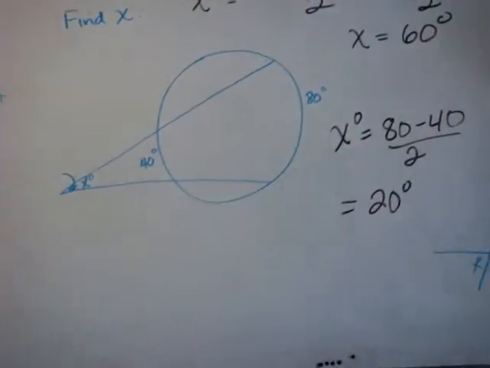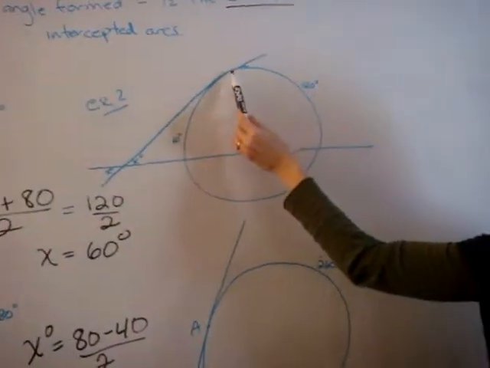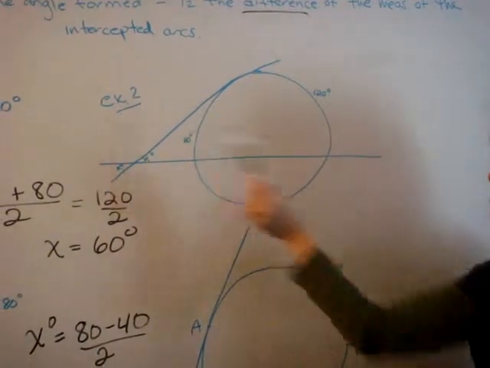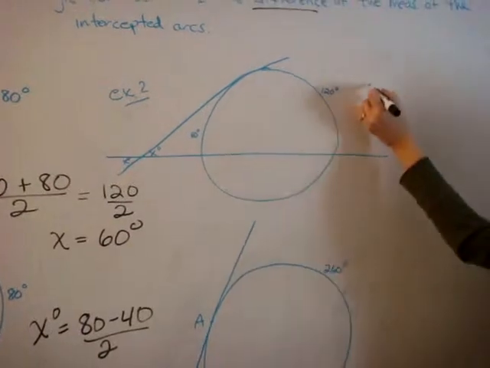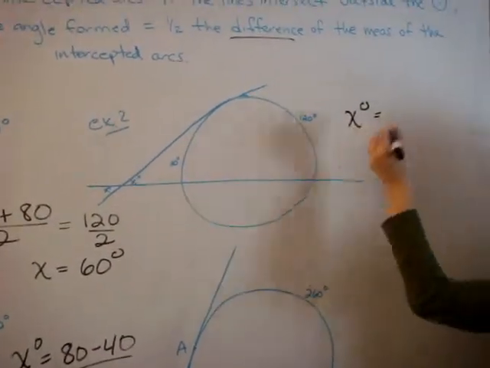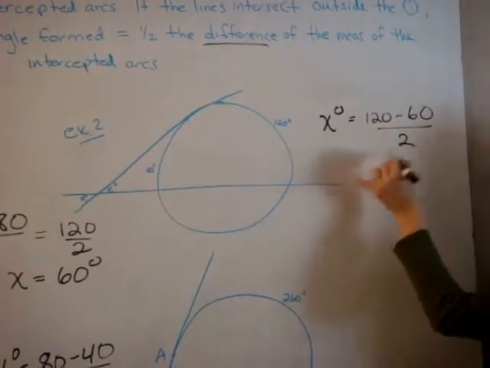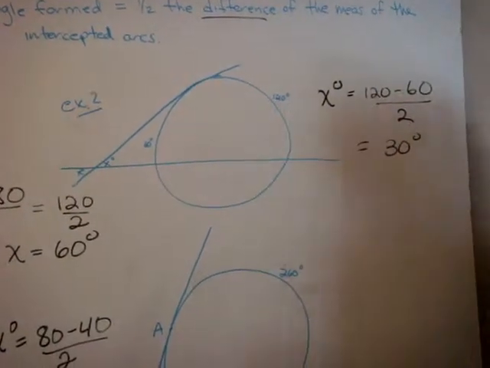Let's look at our final example. Example 2. This one is a tangent line because it hits it at one point, and a secant line. They're intersecting outside of the circle, so we use the difference part of this rule. So we would have the angle x equals the difference of the intersected arcs. So it's 120 minus 60 divided by 2, which would be 60 divided by 2, which would be 30 degrees. See how easy these are?